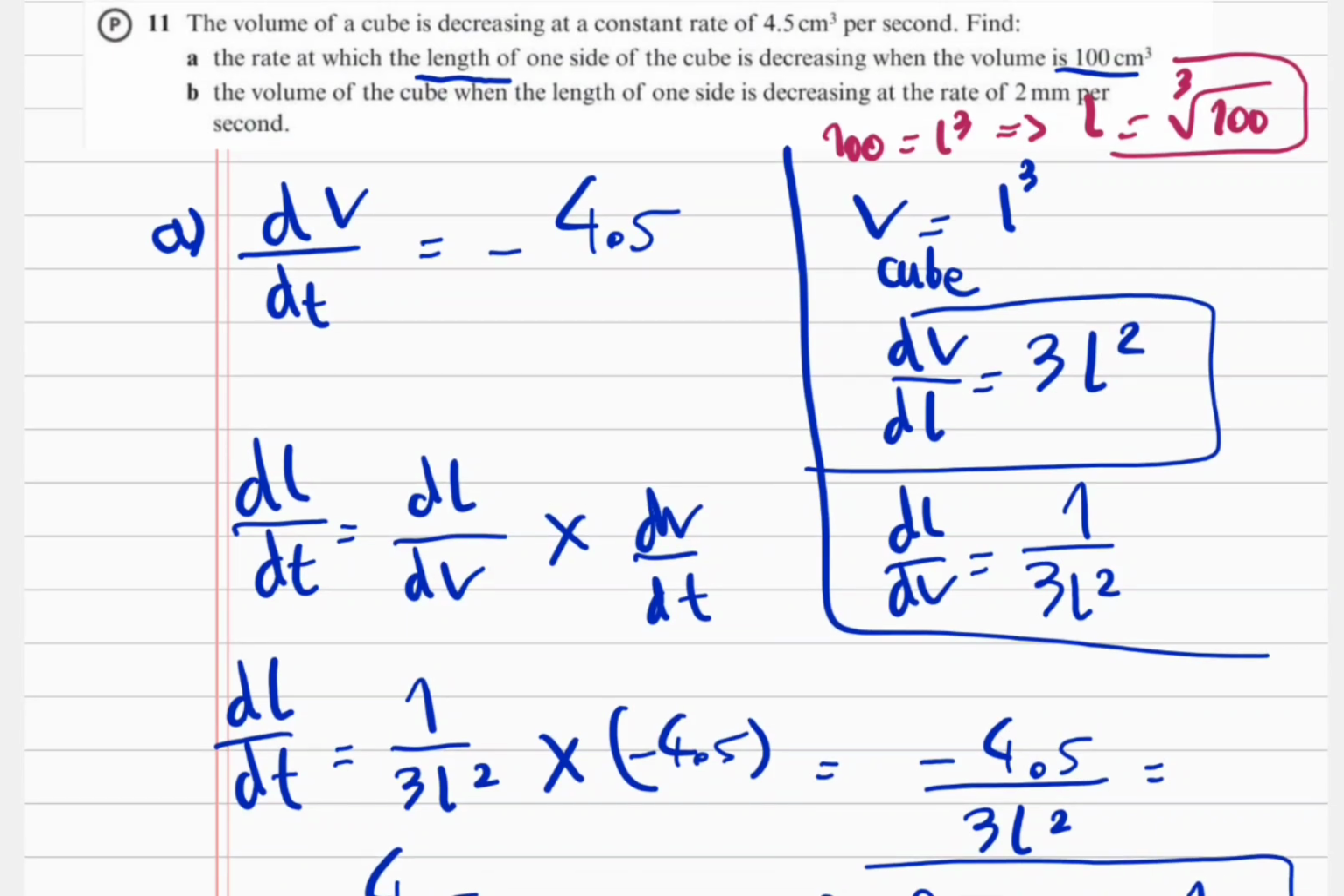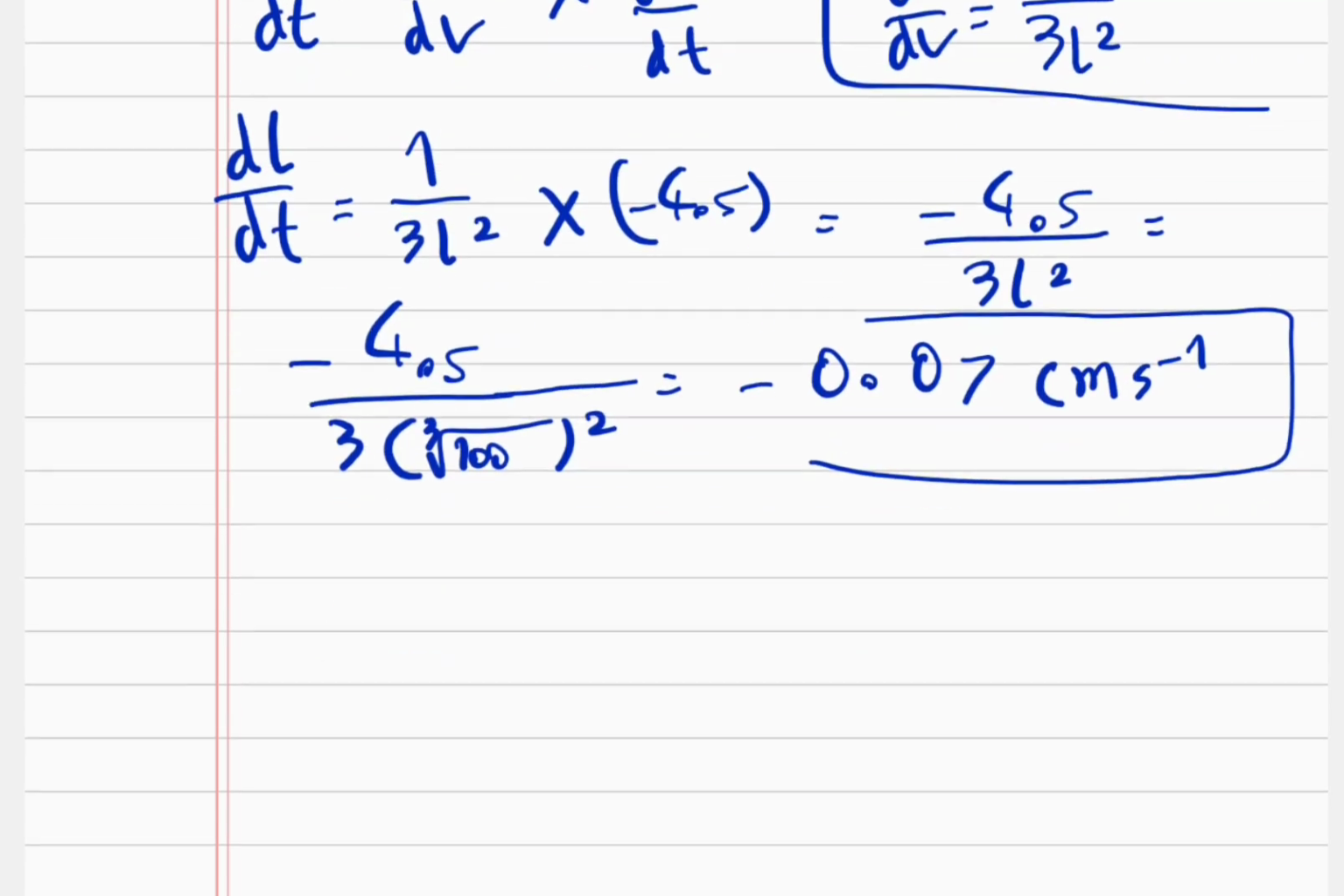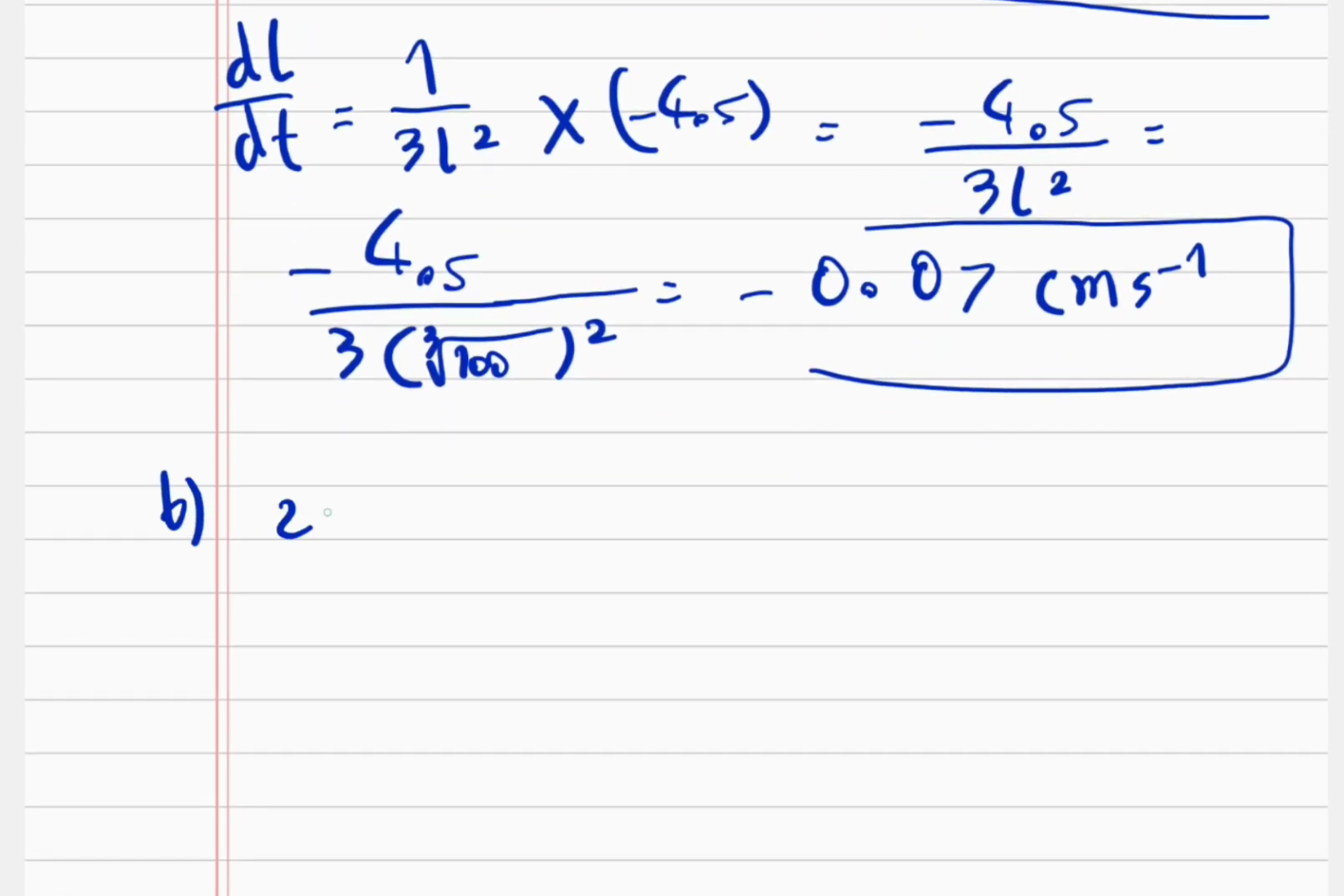Now for part B, we need to find the volume of the cube when the length of one side is decreasing at a rate of 2 millimeters per second. We first need to find the length of the cube, because that is what the rate information gives us. So first of all, remember that 2 millimeters is equal to 0.2 centimeters.